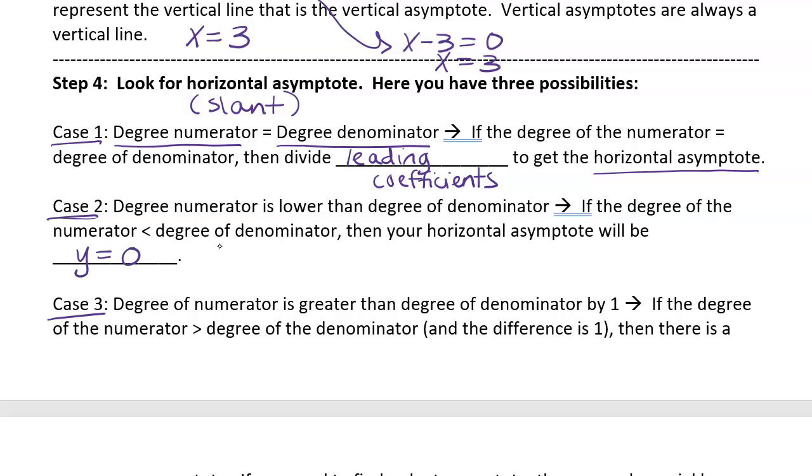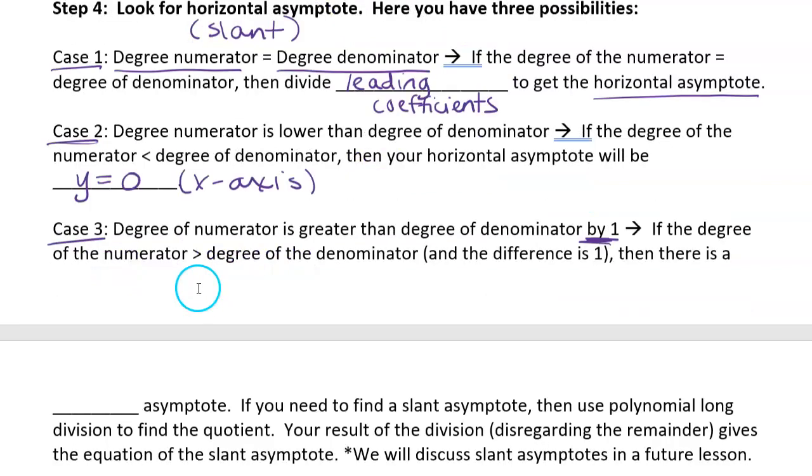Okay, that's actually kind of an easy one because there's no calculating involved. It's just going to be y equals 0, which is actually just right on top of the x-axis, right? Now, if you have case 3, that's when the degree of the numerator is greater than the degree of the denominator. And we're going to specifically talk about when there's a difference of 1. There are other scenarios that can happen, but we don't really get into that stuff in this particular class. You'll probably see that later down the road as you progress in your other math classes.